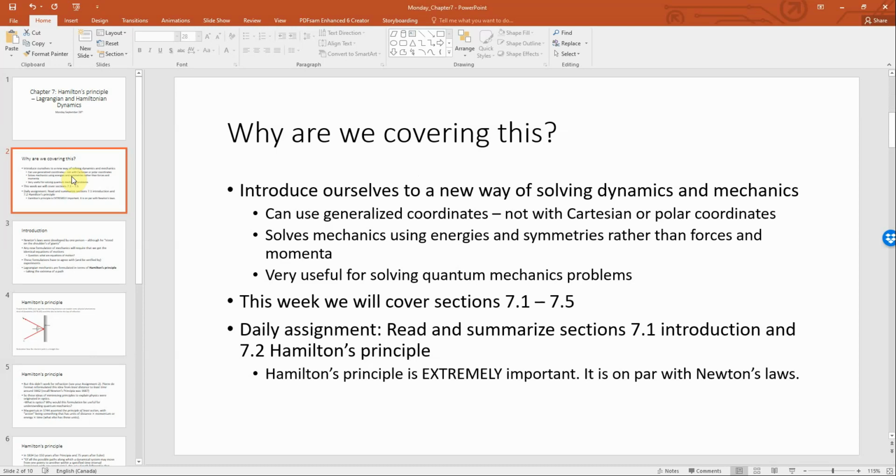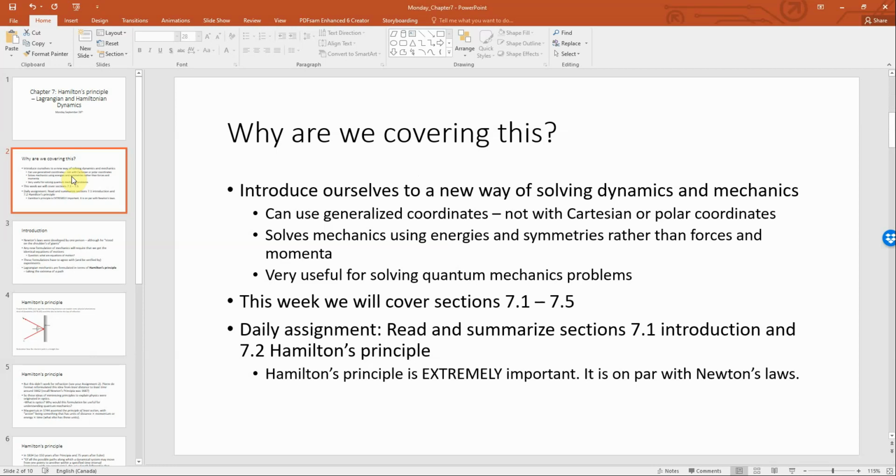For those of you who remember the Bohr atom derivation, he starts off with simple Newtonian forces and Coulomb charges and stuff like that. It turns out that how quantum mechanics is formulated with Schrödinger, it's actually solved based off of Hamiltonian mechanics. So it's really important when we're solving quantum mechanics problems that we understand where these ideas come from. This week we're going to be covering the beginning of the chapter, sections 7.1 to 7.5.